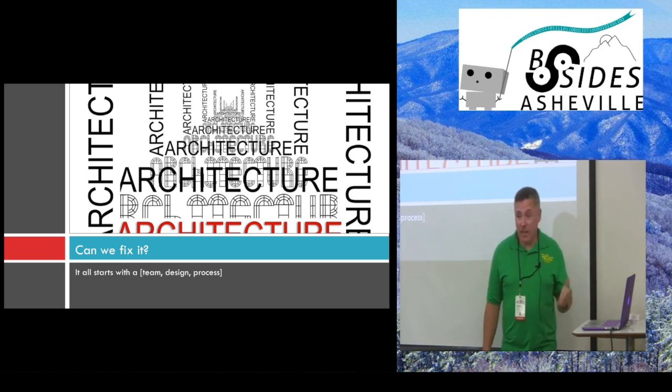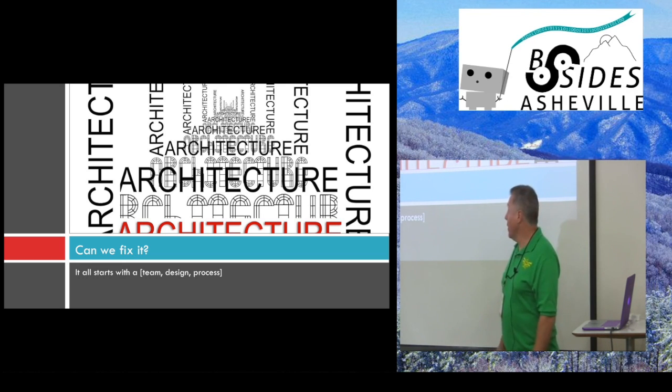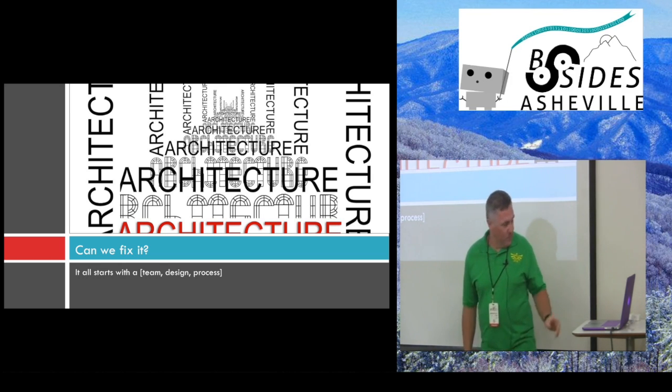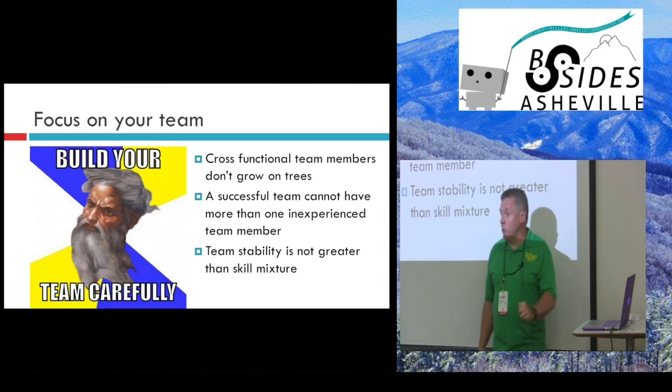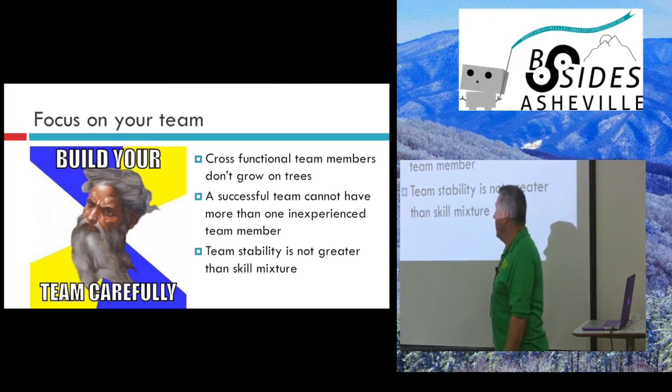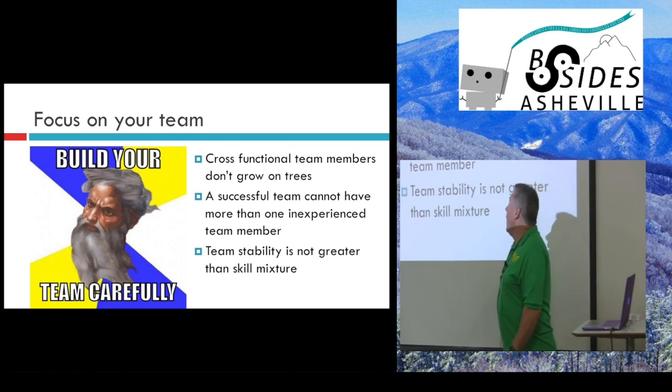So can we fix it? That's the big thing. I mean, Agile is popular. It's growing. There's amazing success stories with it. There's also epic fails. So the first thing you've got to do is focus on your team. You have to build your team very, very carefully. Cross-functional team members don't grow on trees, and they're not cheap. Trust me, if you want to hire me, it's not cheap.